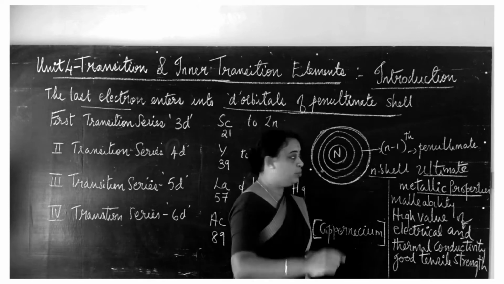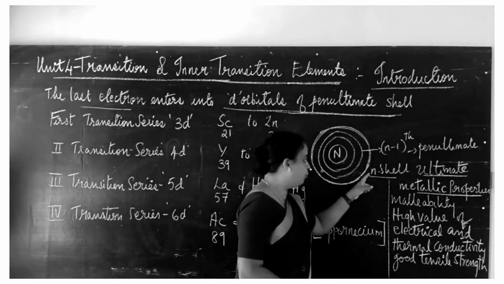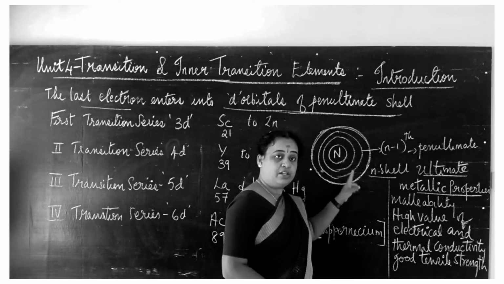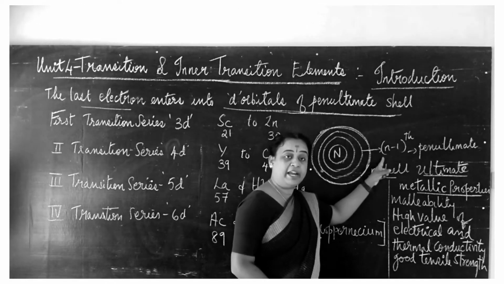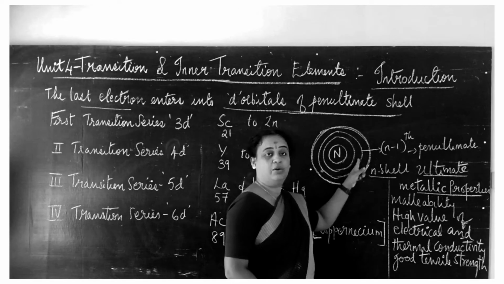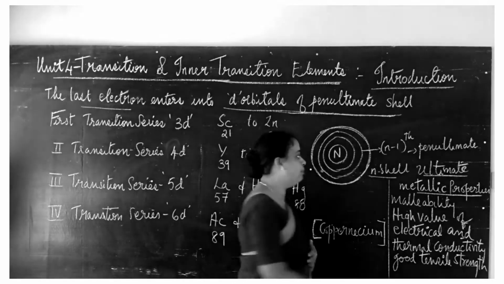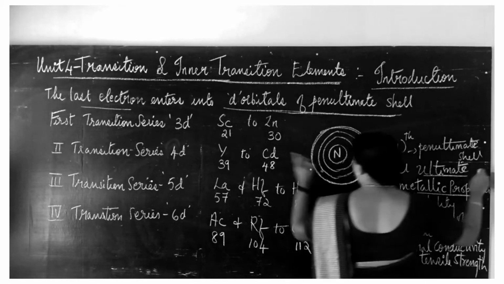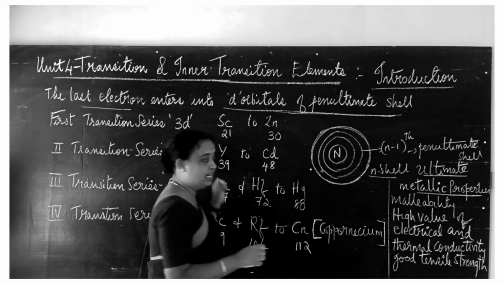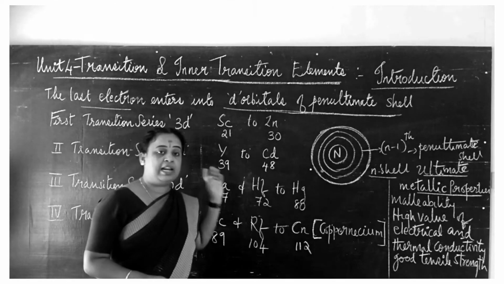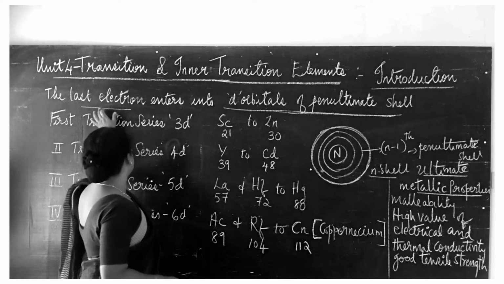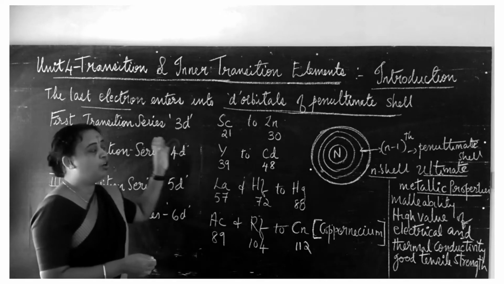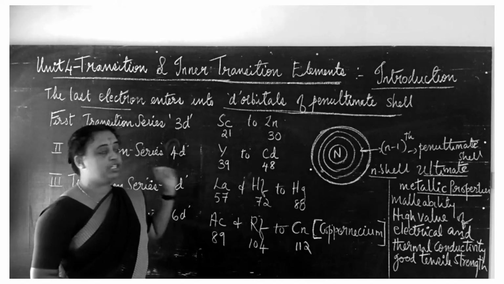Last but one, the shell before the nth shell, that is n minus 1. That is your penultimate shell. So in the d block elements, that is in the transition elements, the valence electron enters into the d orbital of the penultimate shell.